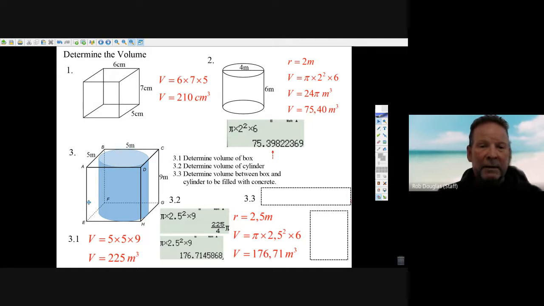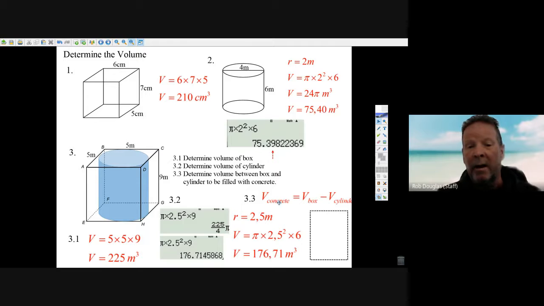Now, if this was some big giant empty cylinder inside, and the cylinder was inside this rectangular prism, but we wanted to fill the space between the box and the cylinder with concrete, what would the volume of concrete be? Well, if we took this entire rectangular prism and we took away the cylinder, we'd be left with the concrete. And that's the idea, just like with the circle and a square. The volume of the box minus the volume of the cylinder, well, that equals your answer.